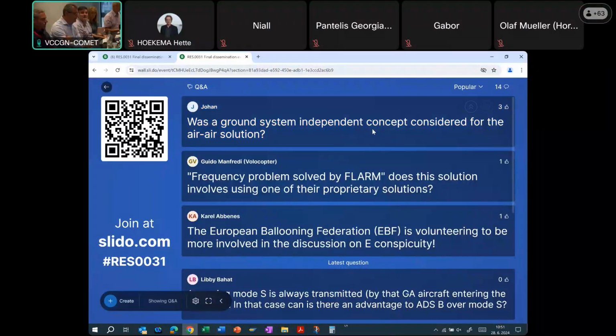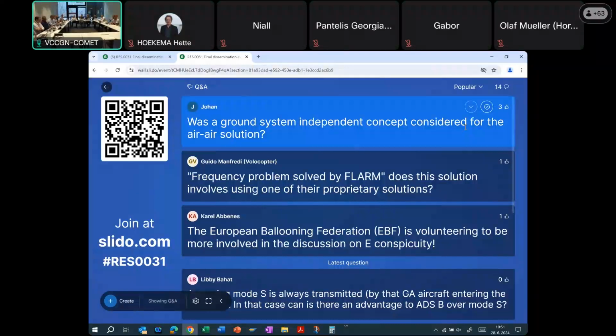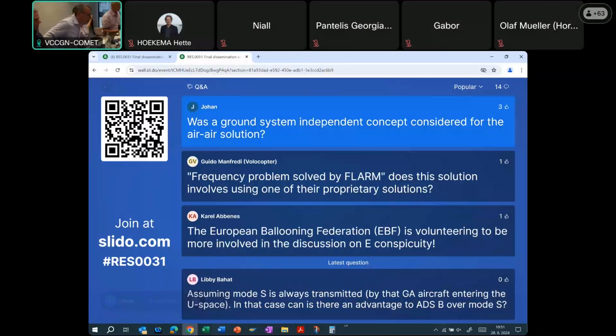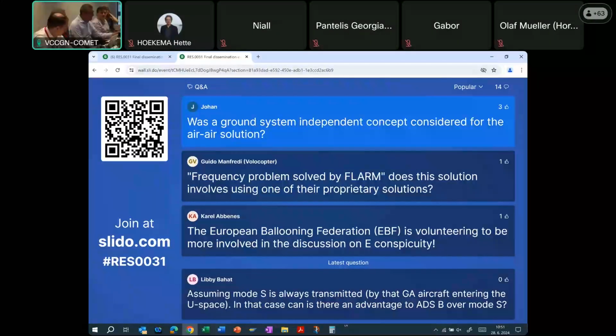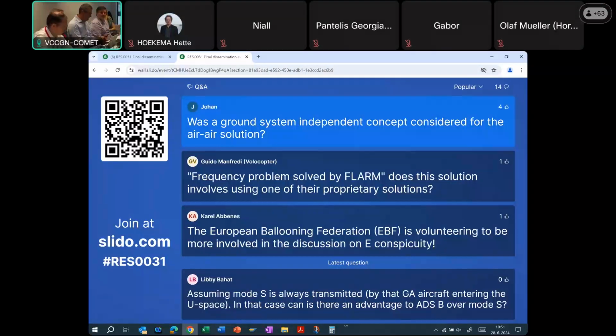Moving forward, Johan: was a ground-system-independent concept considered for the air-to-air solution? Well, actually, we have the air-to-air solution with the FLARM systems. They're talking already together. We have the ADS-B certified solutions, which are talking air-to-air. And the iConspicuity concept that we set up is not doable without a network on the ground. But the most important thing is, as aircraft come closer and closer, the more important it becomes that an air-to-air connection is there. So I think you have a combination of both.